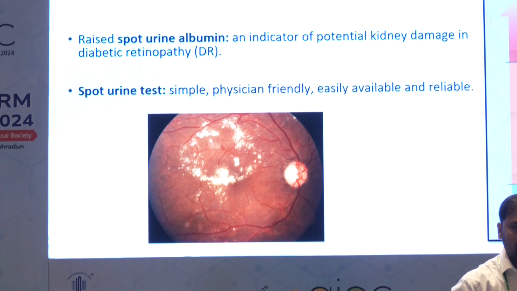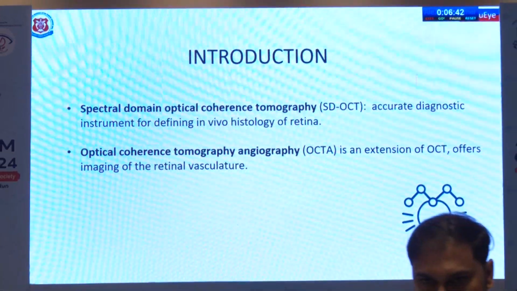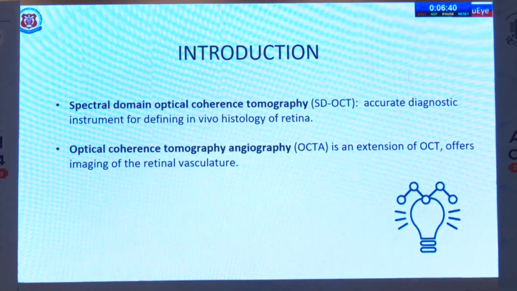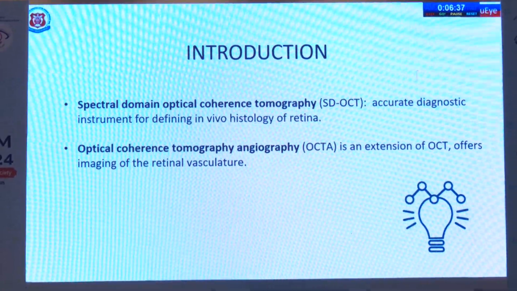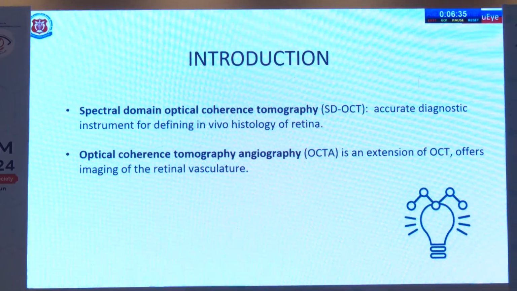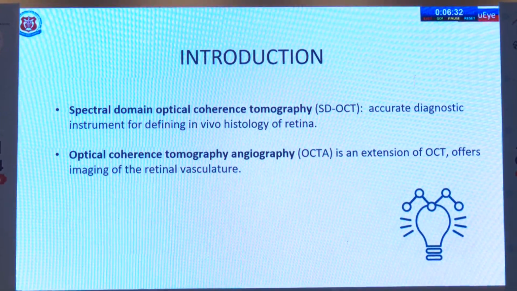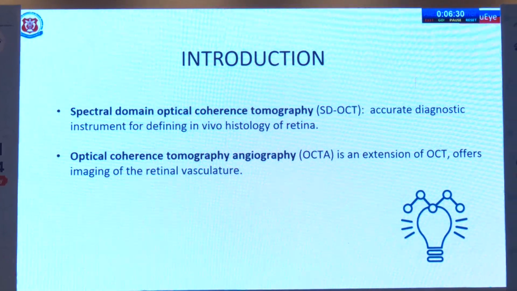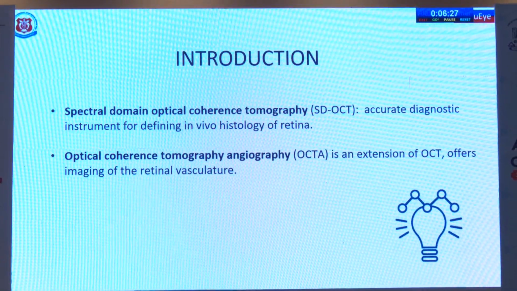Good morning everyone. The title of my presentation is Spot Urine Albumin is a biomarker for proliferative diabetic retinopathy. Raised spot urine albumin is an indicator of potential kidney damage in diabetic retinopathy. Spot urine test is a simple, physician-friendly, easily available and reliable test. Spectral domain optical coherence tomography is an accurate diagnostic instrument for defining the in vivo histology of the retina, and optical coherence tomography angiography (OCTA) is an extension of the OCT which offers imaging of the retinal vasculature.